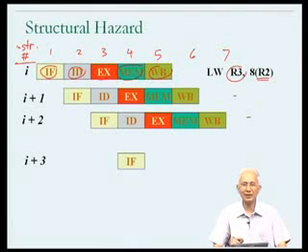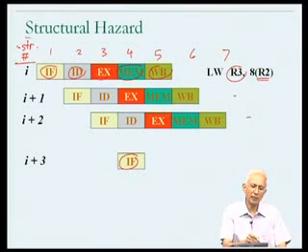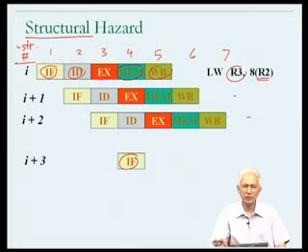Now let's consider the next instruction, which we'll call I plus 3. That instruction is supposed to be fetched in cycle number 4. And if we look back and see what the other instructions are doing in cycle number 4, instruction I plus 3 is using the IF hardware, instruction I plus 2 is using the ID hardware, instruction I plus 1 is using the EX hardware, instruction I is using the MEM hardware. It looks like none of them are trying to use the same piece of hardware at the same time. And you may be wondering, what kind of a structural problem is there? Each of them is using a different piece of hardware.